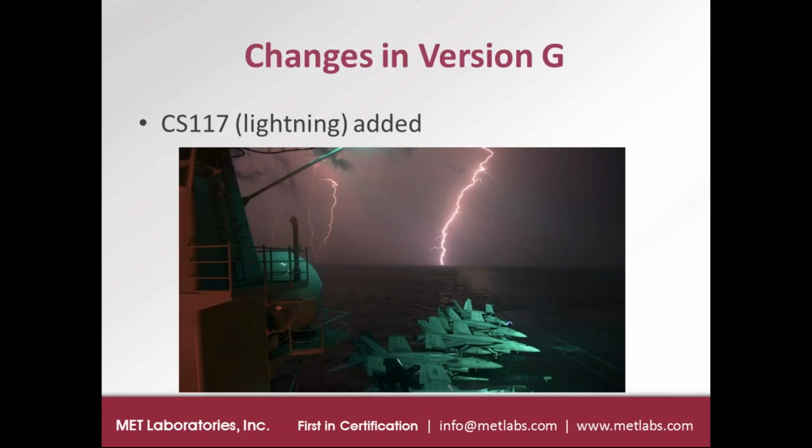Another significant change was the addition of CS117, which is the lightning-induced transient susceptibility test. So this is a new test method. There was never a CS117 prior to version G. CS117 is performed to simulate the indirect effects of lightning striking platforms. If lightning strikes an aircraft carrier or a plane or any type of military vehicle, it's going to induce disturbances onto the wiring harnesses and onto the chassis of that platform. Then all the electronic equipment operating in that platform is going to experience, to some extent, the disturbances and transients that result from that lightning strike.